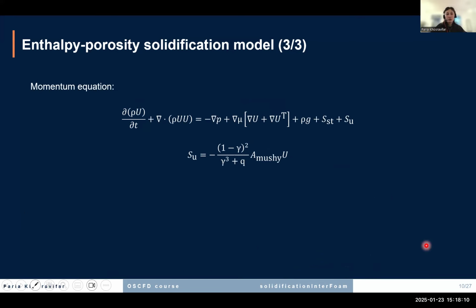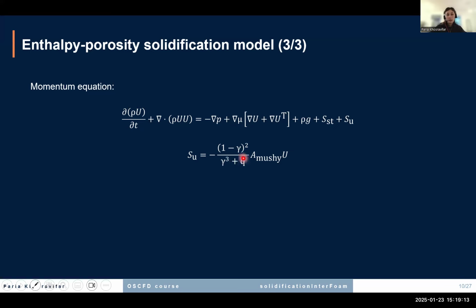We also have the momentum equation to solve the velocity of the fluids. This is a normal momentum equation with the viscous stress terms, and ST is the surface tension force, and this SU is because of solidification. It is known as the Darcy source term, and it is applied to the momentum equation because the liquid in a cell turns to solid. When liquid in a cell turns to solid, the velocity of this liquid will reduce to zero. To address this in the momentum equation, we will add this term, and it is known as the Darcy source term.